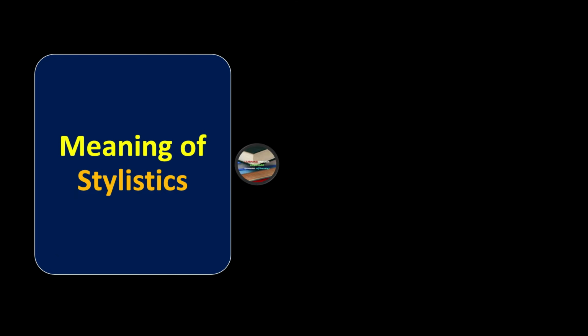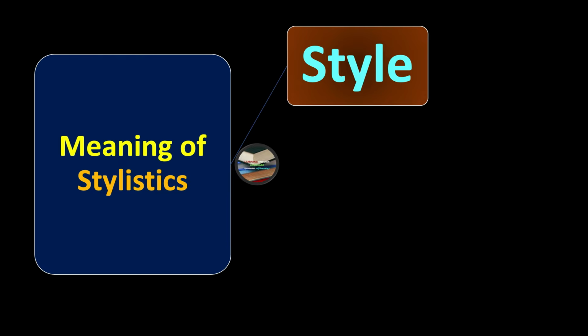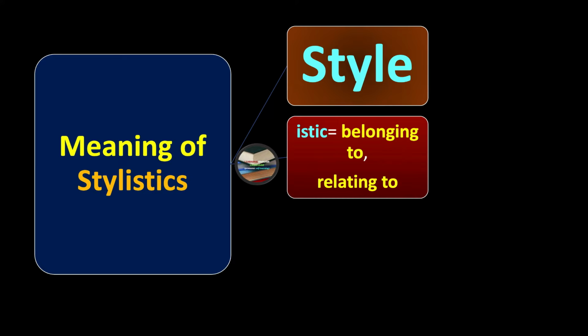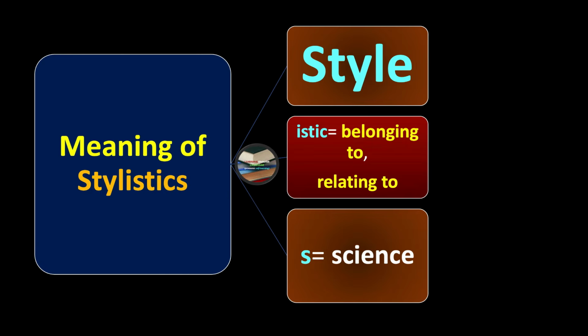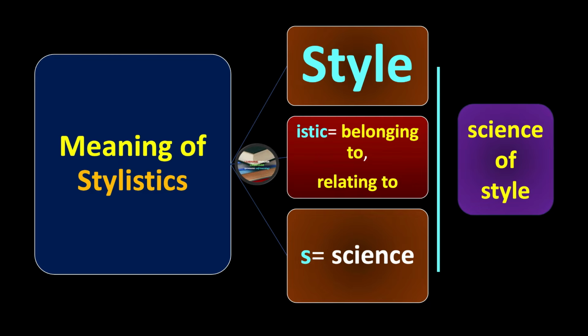The first one is the meaning of stylistics. The word stylistics could be divided into three different segments. The first one is style, and you know the meaning of style: way of expression. The second one is "stic", which refers to belonging to, relating to, and we have the letter S, which refers to science. Together, if we combine all three, it becomes stylistics, which means science of style, art of style, discipline of style, way of expression, way of writing something like this.